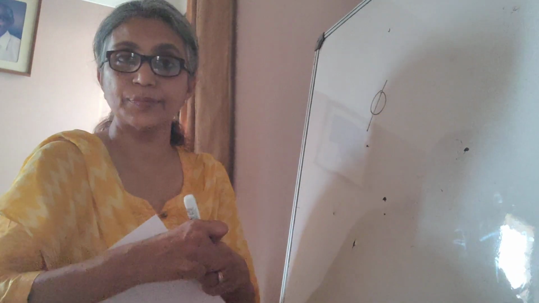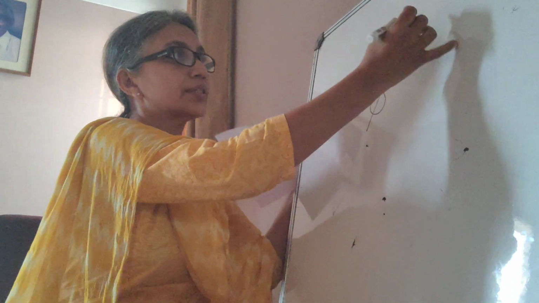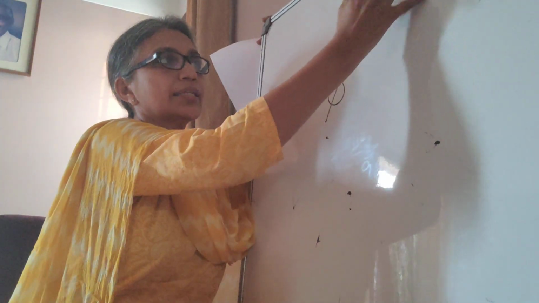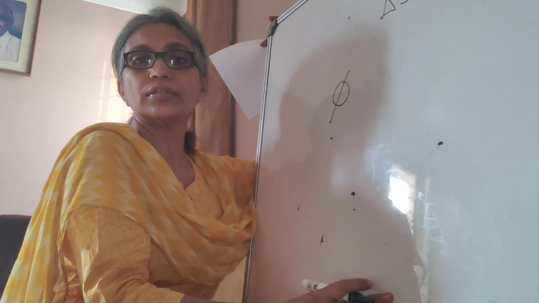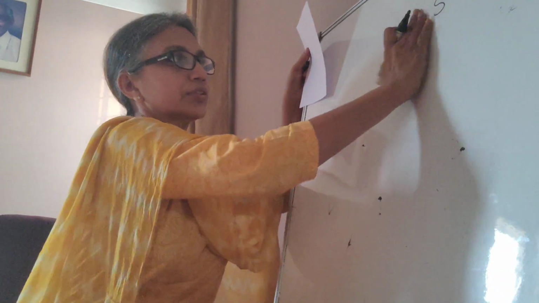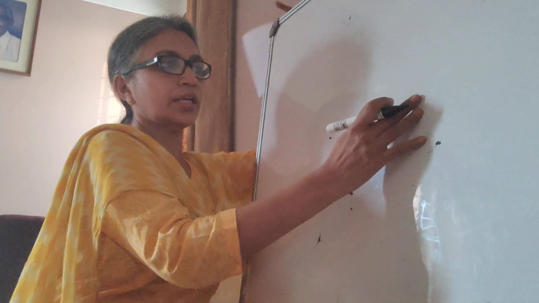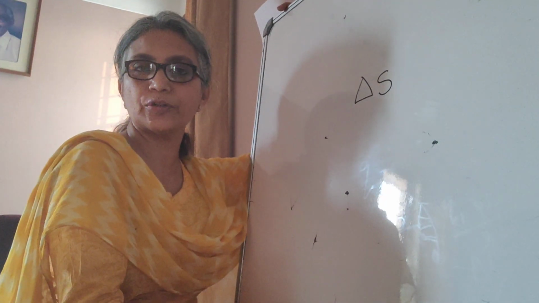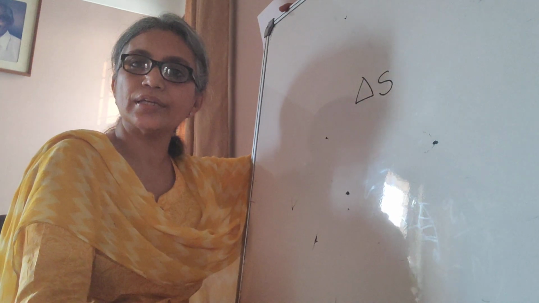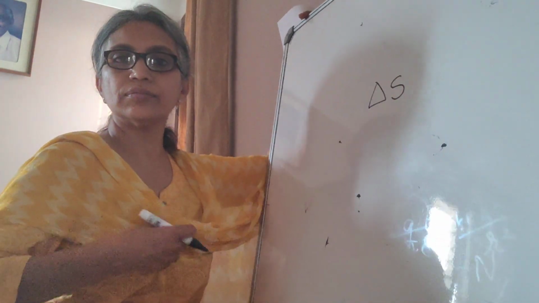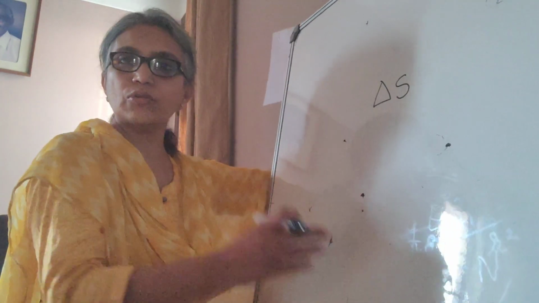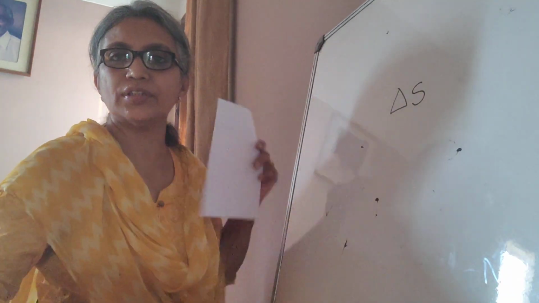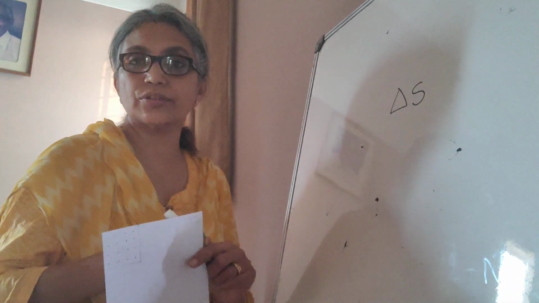Area in our textbook, the NCERT textbook, is denoted by delta S. Till 11th standard, area is denoted by delta S in the NCERT textbook. Now till 11th standard, we have learned area is a scalar quantity. It doesn't have a direction, only has a magnitude.